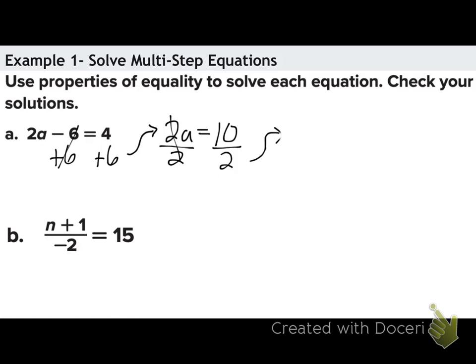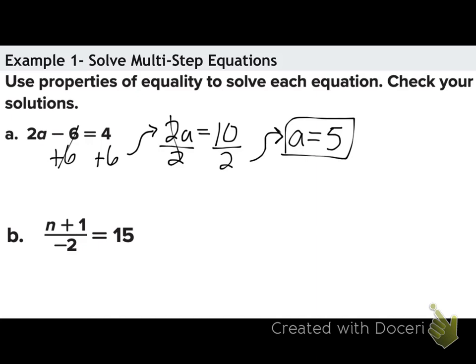After the 2's cancel out on the left, what's left on the left-hand side? 10 divided by 2. A. Thanks for listening to the question that I asked. You're welcome. On the right side, what's 10 divided by 2? 5. Is my variable now isolated by itself on one side of the equal sign? Yep. So a equals 5 is my solution. We okay with that?